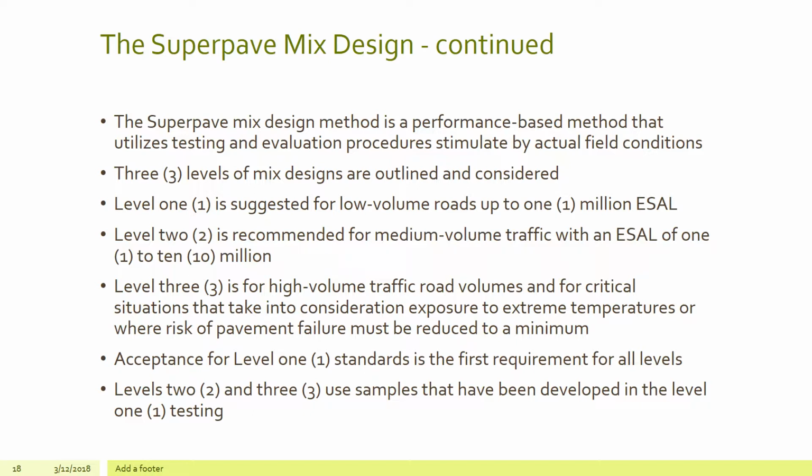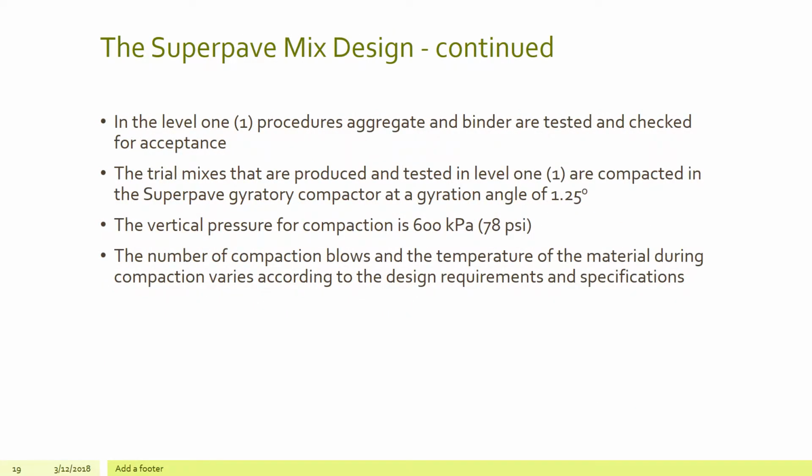Acceptance of the level 1 standards is the first requirement for all levels. Level 2 and 3 use samples that have been developed in the level 1 testing. In the level 1 procedures, aggregate and binder are tested and checked for acceptance. The trial mixes that are produced and tested in level 1 are compacted in the Superpave gyratory compactor at a gyration angle of 1.25 degrees. The vertical pressure for compaction is 78 psi. The number of compaction blows and the temperature of the material during compaction vary according to the design requirements and, of course, specification.